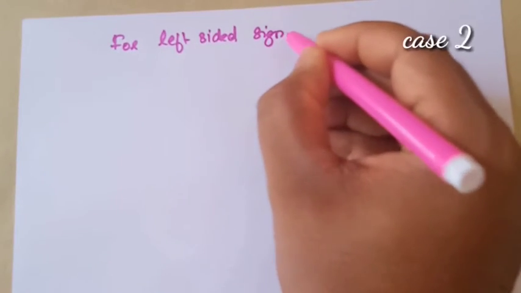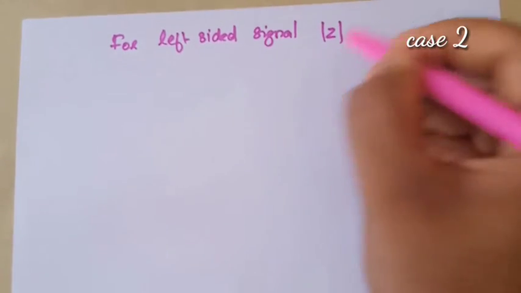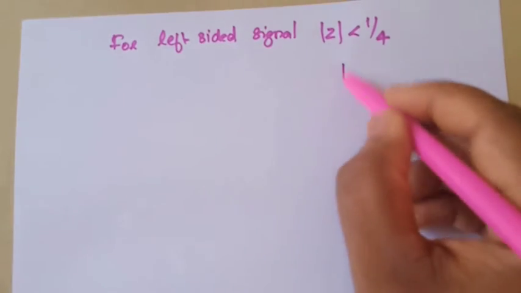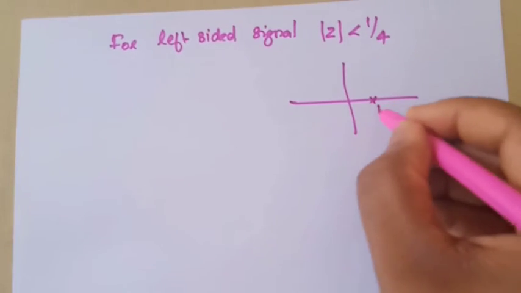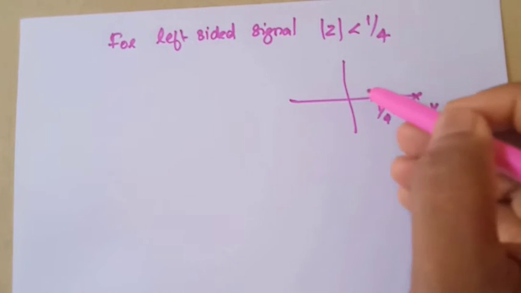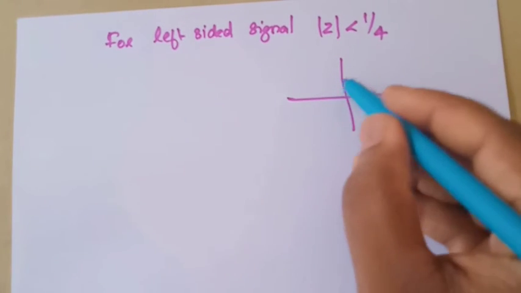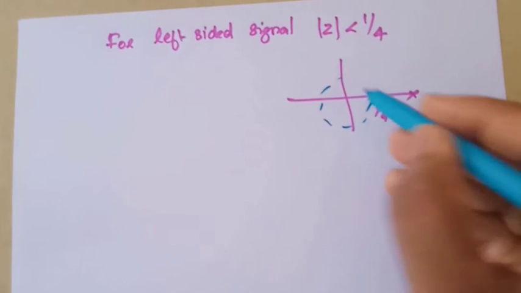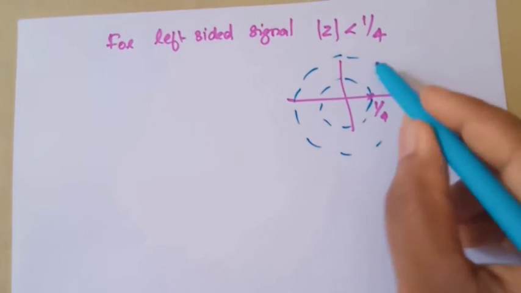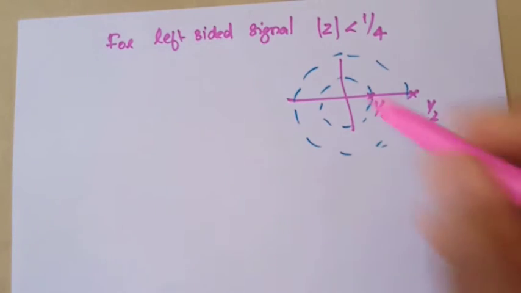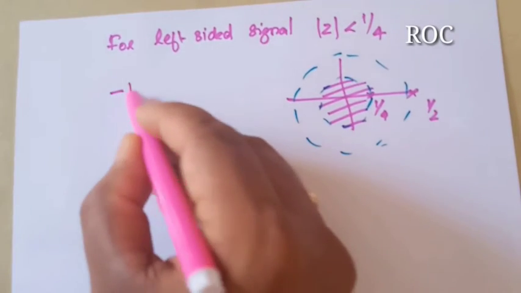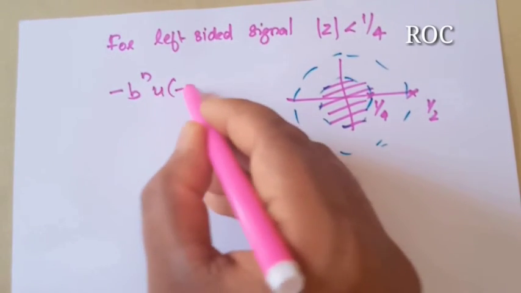Let's consider the case of a left-sided signal. Here |z| will be less than 1/4. We will draw the ROC z plane, mark the pole values as 1/4 and 1/2, and draw circles passing through the pole values 1/4 and 1/2. In case of a left-sided signal, the ROC will be inside the innermost pole. By definition of ROC, for a left-sided signal, it is inside the innermost circle.